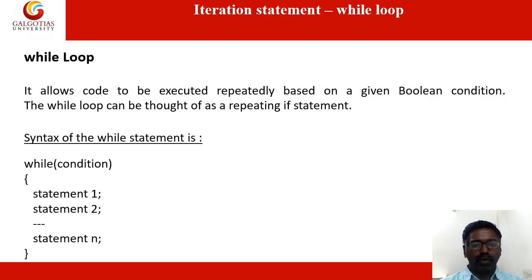Next, we move on to the second topic in the iteration statements, which is the while loop. There is some difference between the for loop and the while loop, which we are going to discuss here. The while loop allows the code to execute repeatedly based on a given Boolean condition. The while loop can be thought of as a repeating if statement, since on every repetition it checks the condition.